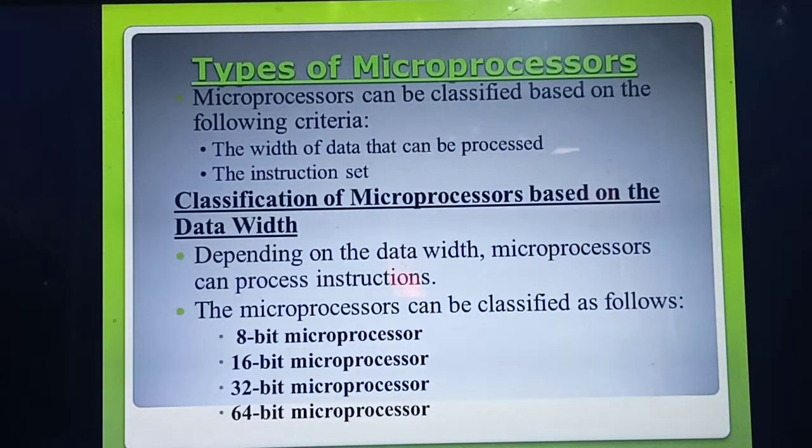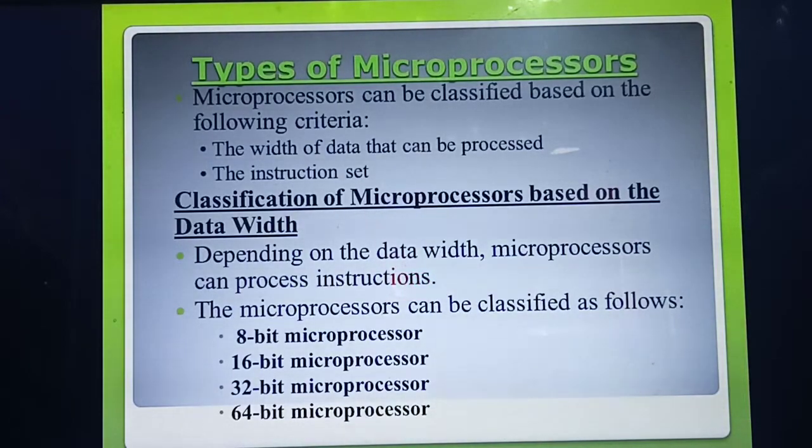Next we are going to study about types of microprocessor. These microprocessors are classified based on two things. Important 2-mark question. Microprocessor can be classified based on how many criteria? Two things. What are they? First one is based on the width. What do you mean by width? It means how much data a particular microprocessor can process.